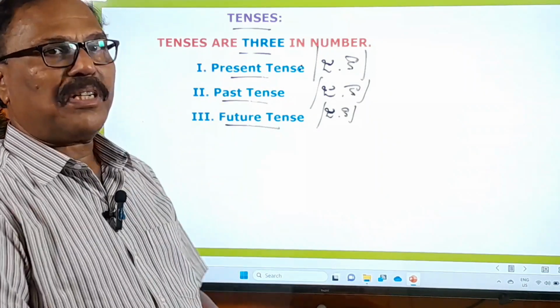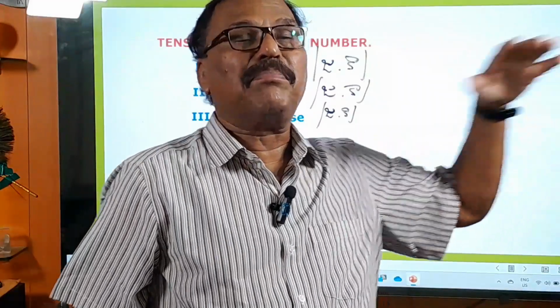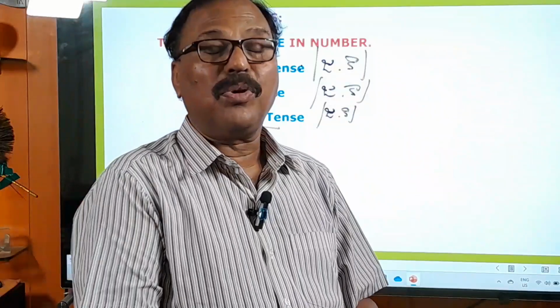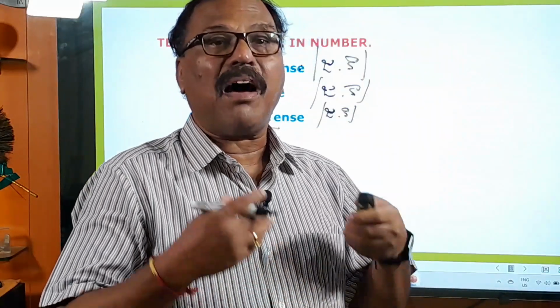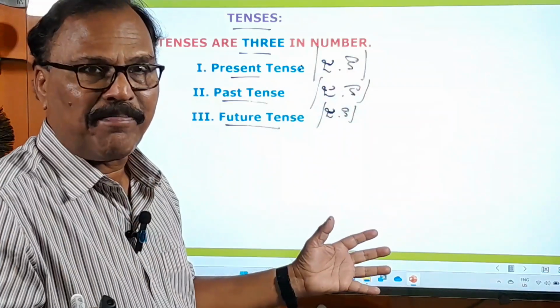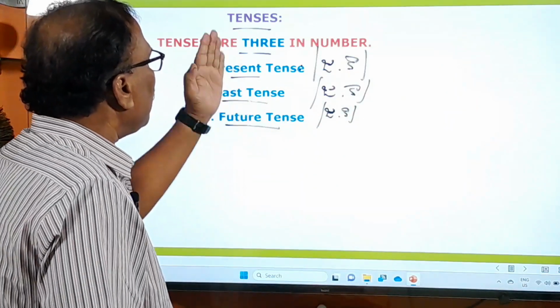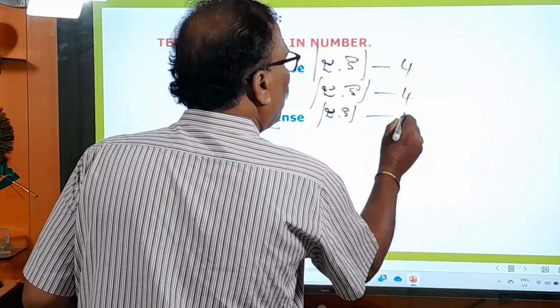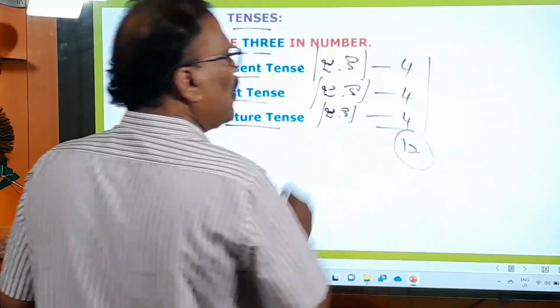And one important thing is there: each and every main tense, these are all main tenses, is divided into 4 subtenses for our convenience, because you cannot learn all this present tense all at once. And therefore, the grammarians have divided each tense into 4 subtenses. So all put together, 12 subtenses.